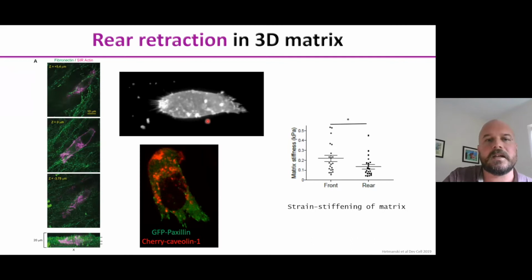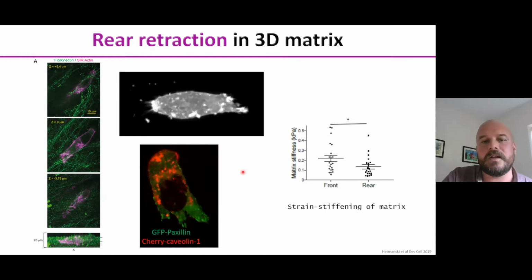Here you can see a cell moving in this 3D matrix. And what you'll notice is that this retraction phase of the migration cycle is really quite strikingly fast, especially when we compare it to the protrusion here. These cells, as they're moving in 3D matrix, establish cell matrix adhesion complexes towards the front of the cell and under the cell body, but not around the rear. And in fact, we see other markers like caveolae, which I'll come back to a bit later on.